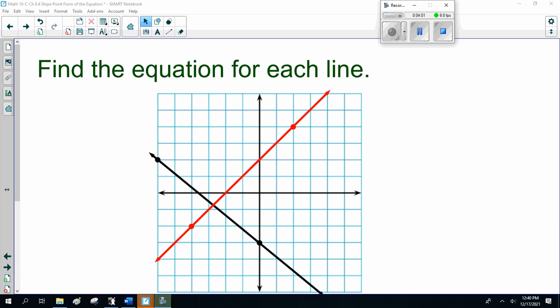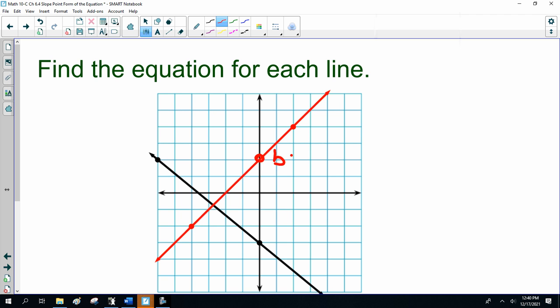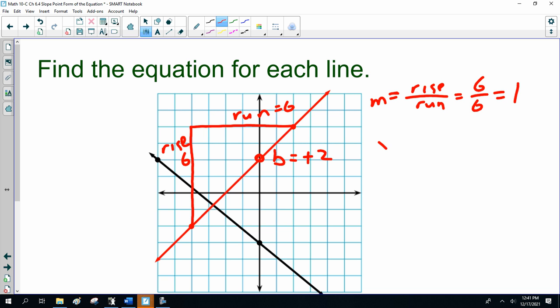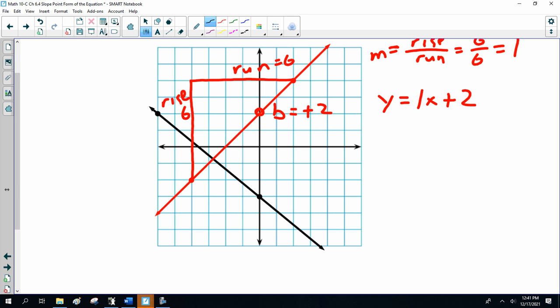Now, the other part is, what's the equation of a line? We just talked about that. Your b value in this case is plus 2. And your slope is rise over run: 1, 2, 3, 4, 5, 6, and 1, 2, 3. So m, our slope, is rise over run, 6 over 6, which is 1. So this is y equals 1x plus 2. That's what I need to be able to do. That's a review from last class, but still, same thing here.